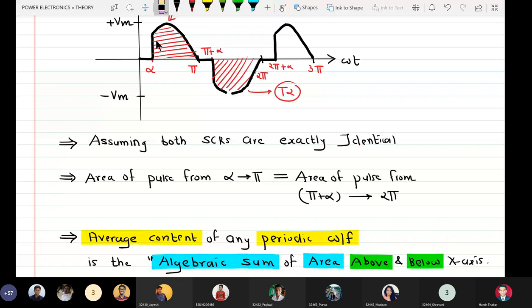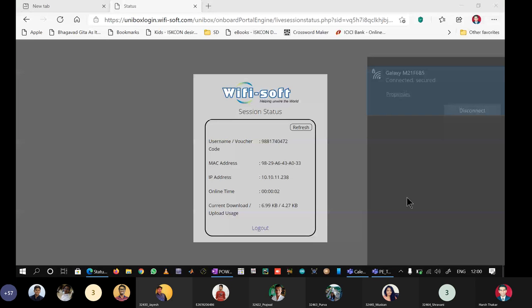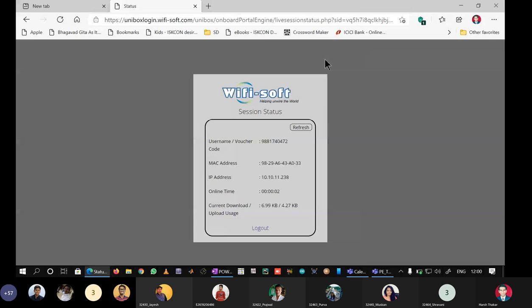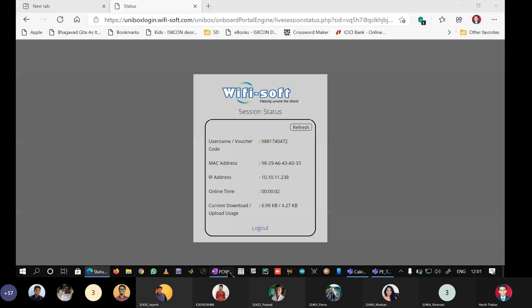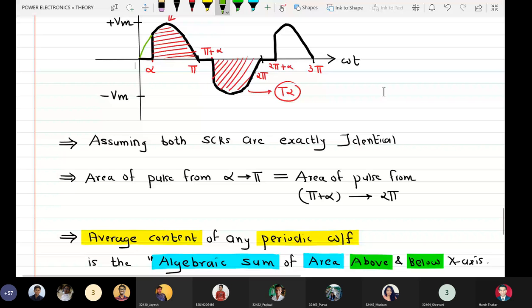Suppose if I add that portion here, suppose if I add these portions to the waveform, then it becomes a pure sine wave.